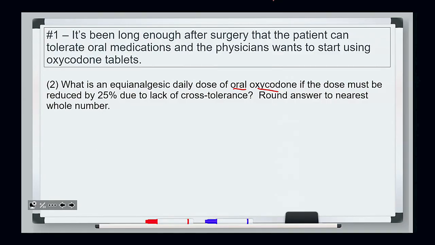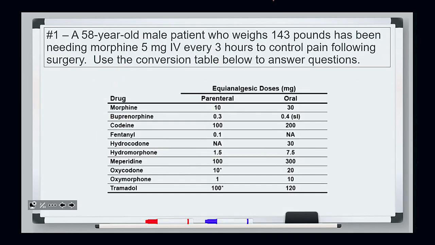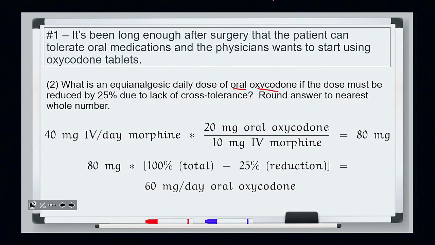All right, so where would we go? Let's go back to this table. Parenteral means IV. Oral over here means oral. So here's my morphine. Was it oral or IV? It was IV morphine. So 10 milligrams of morphine IV is equivalent to what? Now let's go to oxycodone, over here to oral. I would argue it's equivalent to 20 milligrams of oral oxycodone. So my relationship is 10 milligrams morphine IV to 20 milligrams oxycodone oral. So that's really how you solve this question.